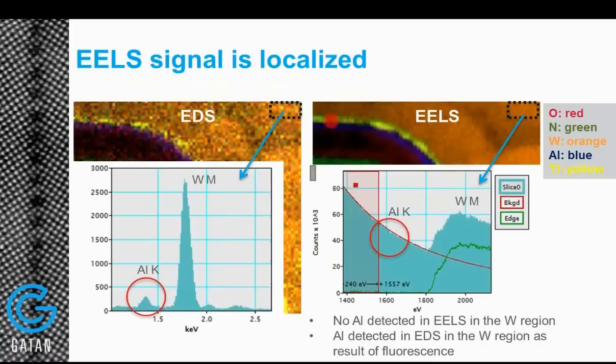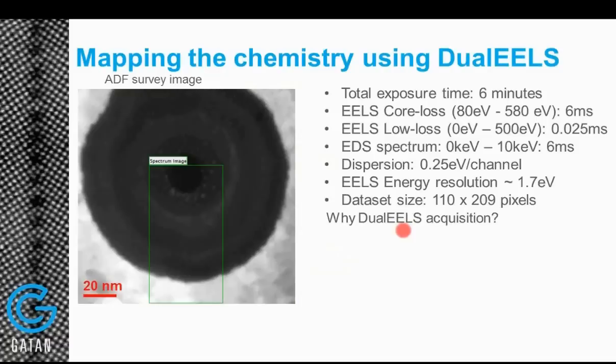the tungsten area, you clearly see the tungsten M line in the EDS spectra, but you also see some aluminum. This is probably due to some fluorescence effect. If you look at the EELS spectra, you can clearly see the tungsten M45 edges at 1809 eV, but you don't see any aluminum K at all. This is because the EELS signal is highly localized. This is something very important to remember, especially for this type of analysis, where it's important to know where all the elements are present.